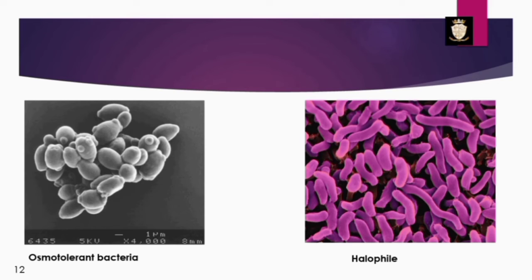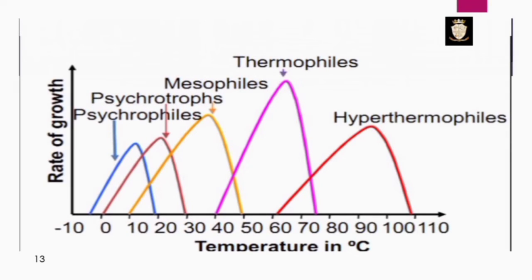Here we can see some kinds of bacteria which are osmotolerant and also halophile type. Here is the graphical representation of the rate of growth to the temperature. How temperature affects microbial growth can be understood by this graph.